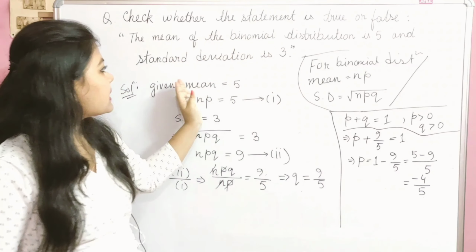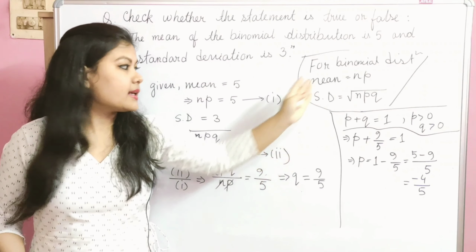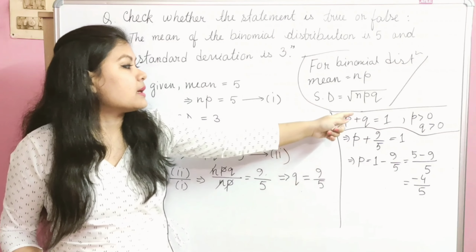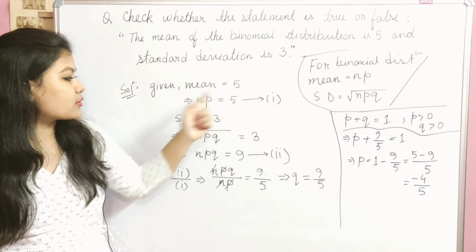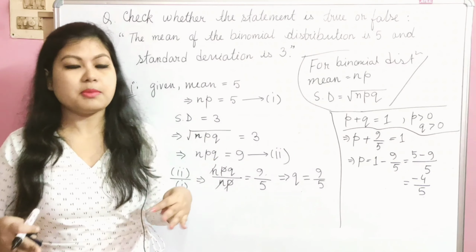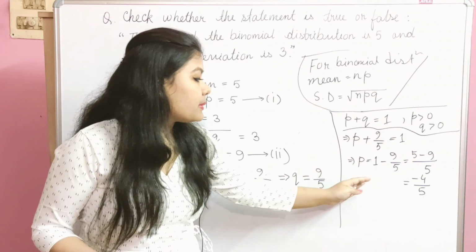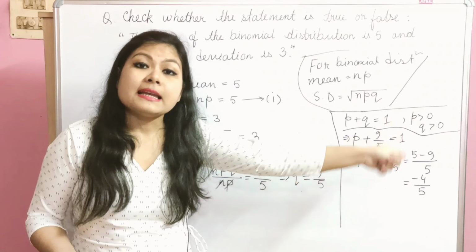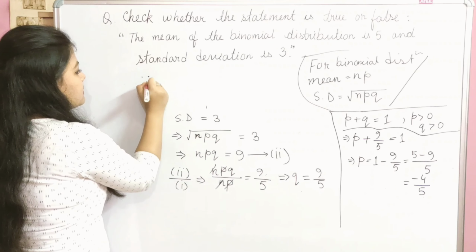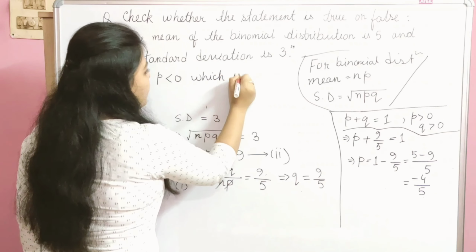Why? Because if the mean value is equal to 5 and the standard deviation value is equal to 3, then we cannot get the conditions satisfied by these values. Because mean NP is equal to 5, standard deviation is equal to root NPQ. We substituted these values, and after substituting we got the value of Q. After getting the value of Q, we can find the value of P. Now the value of P is less than 0, which is absurd.